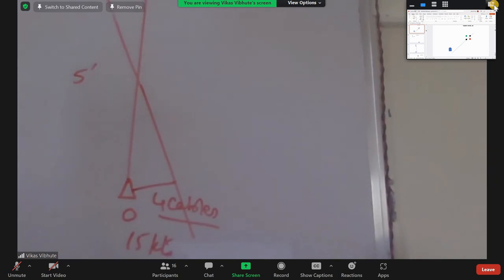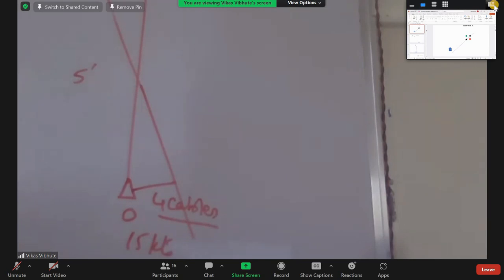So initially, she has to take action. You are passing a ship in port. How far do you pass? Sorry, sir. Can you repeat again? When you are entering a port, leaving port, how far do you pass ships? So 2-3 cables, something like that. 3 cables. Yeah. So I'm talking about 4 cables.